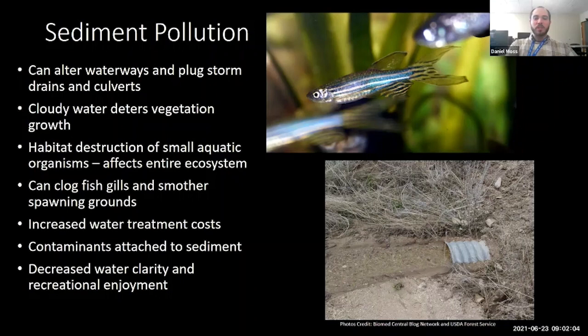And then, of course, who wants to swim in a dirty river or a dirty lake? So it's not pleasant for recreation.